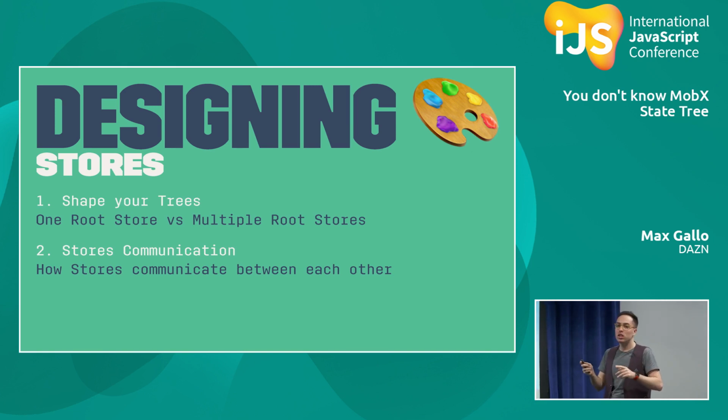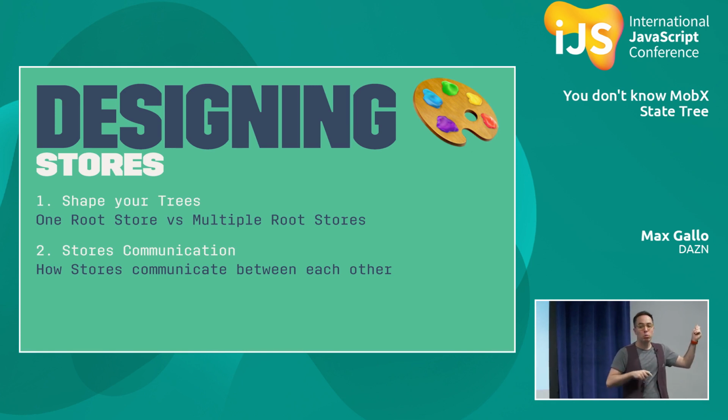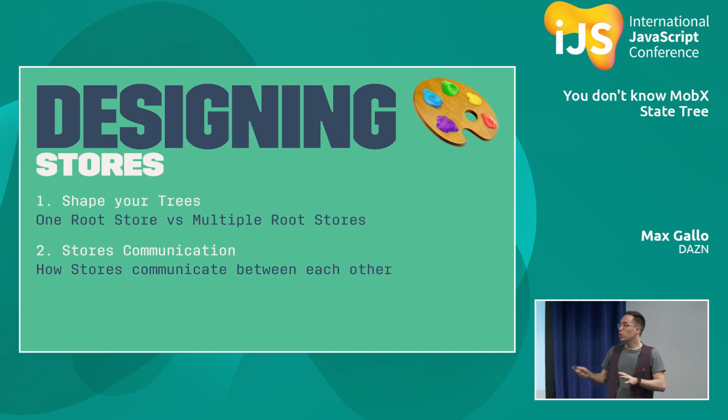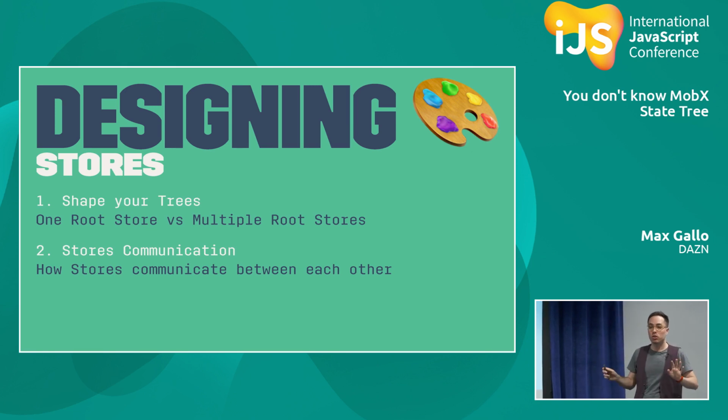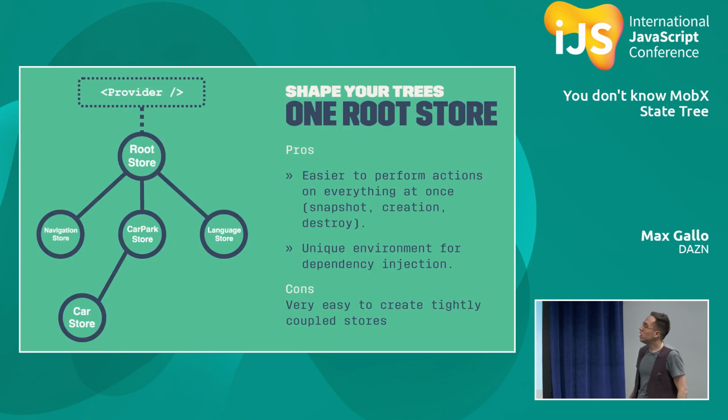But that's not the real world, and in your real world, you will need one action that involves three stores, because you may want to update your navigation, or you may want to update your UI, or your local storage. So we need to handle how stores communicate between each other, because we want to put that kind of communication at store level. Your component shouldn't be aware of what's going on behind the scenes.